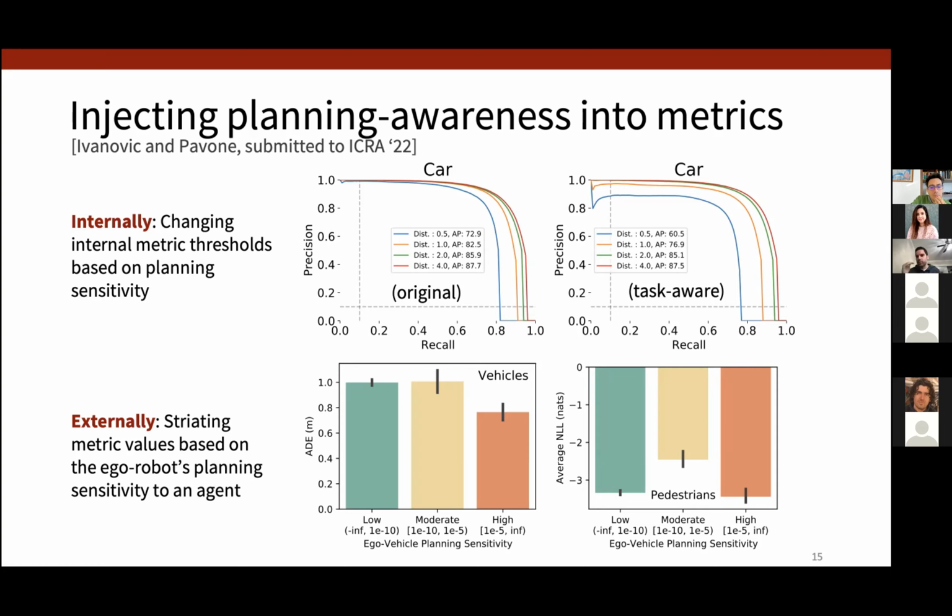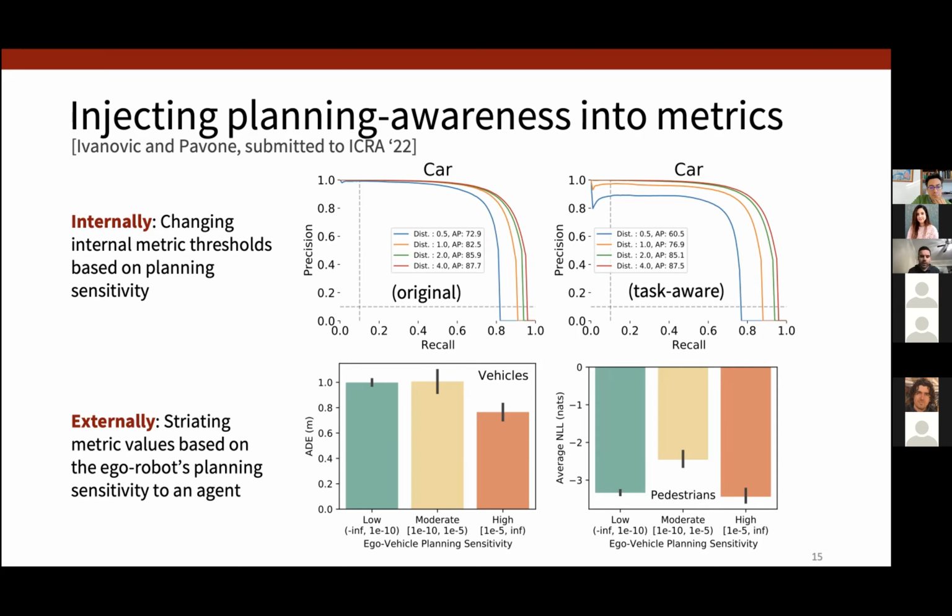And of course, it's going to reduce performance if the model makes mistakes on agents that are highly sensitive, or mistakes in detection that are highly sensitive to the ego vehicle's planning. And then we can also do something externally, where we compute existing metrics, but stratify them based on the ego robot's planning sensitivity to a specific predicted agent.